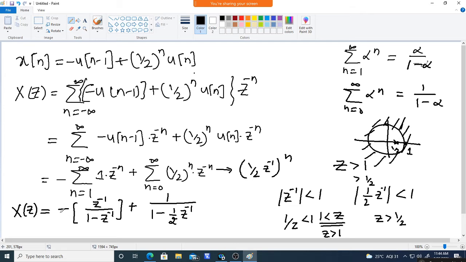Or if you consider this minus, so if you take minus inside, it will become minus z inverse by 1 minus z inverse. Or you can simplify the total X of z, which will be equal to minus z inverse divided by 1 minus z inverse plus 1 by 1 minus half z inverse. So this z inverse you can take as 1 by z and simplify, and you will get the final X of z.